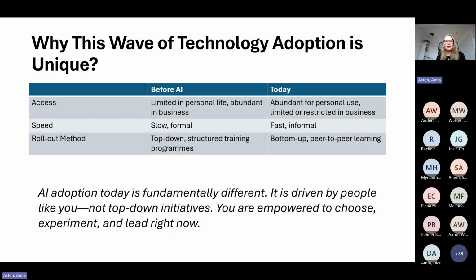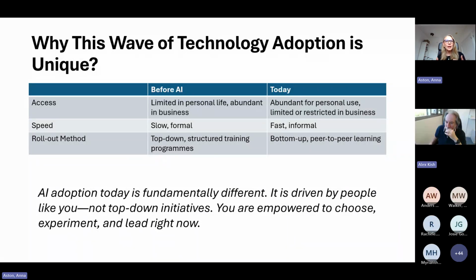And of course, the rollout method is completely different. Before, what worked was the top-down method, accompanied by a lot of training programs. Right now, what works is the opposite, bottom-up, where we have peer-to-peer learning and dynamics, where everyone looks over the shoulder, learns from each other, has a little workshop, and goes on with using AI.